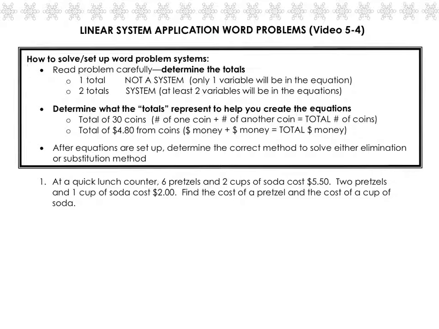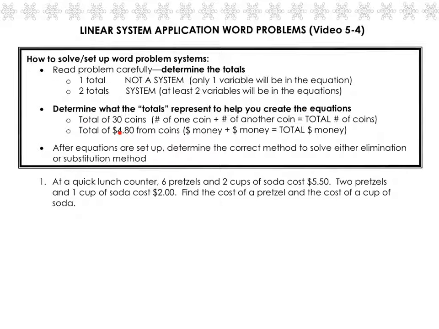So, how to solve or set up your word problem systems is to read the problem carefully and determine the totals. If there's one total, that's not a system. That means we only have one variable that will be in the equation. But if we have two totals, that means that it is a system with at least two variables in the equation. Then we determine what the totals represent to help you create the equation.